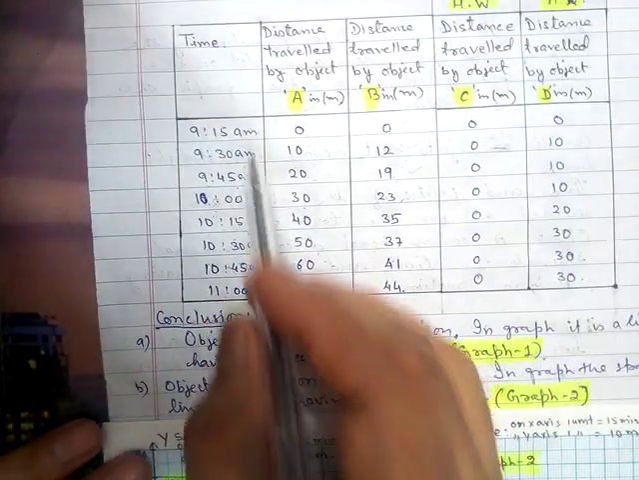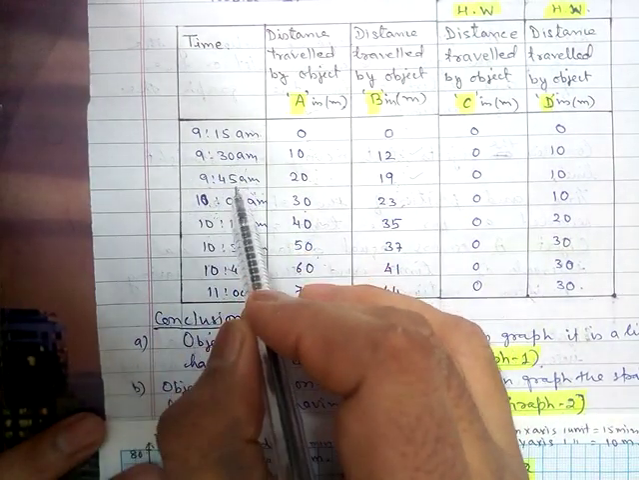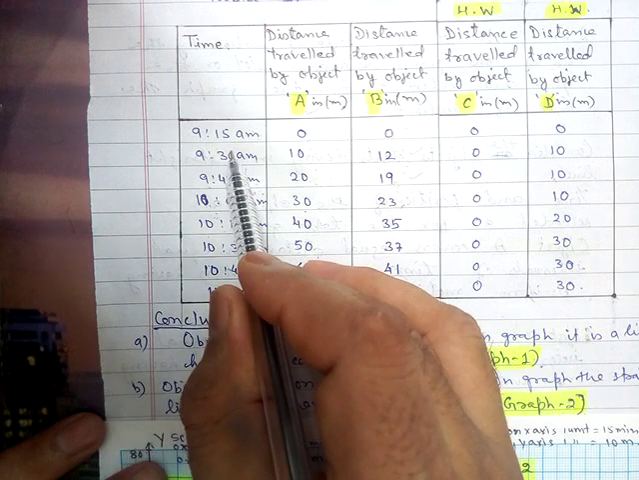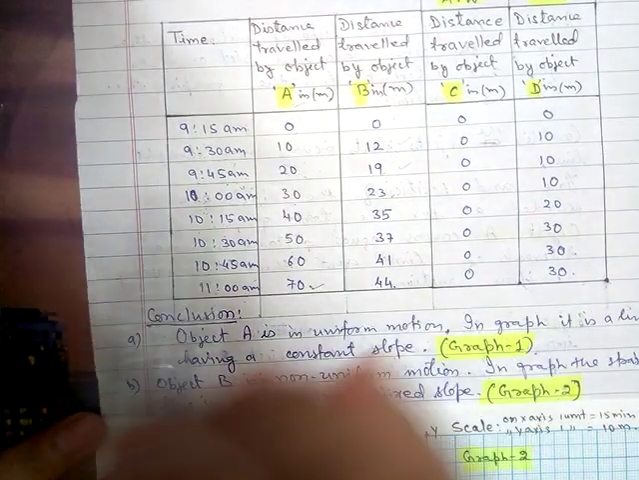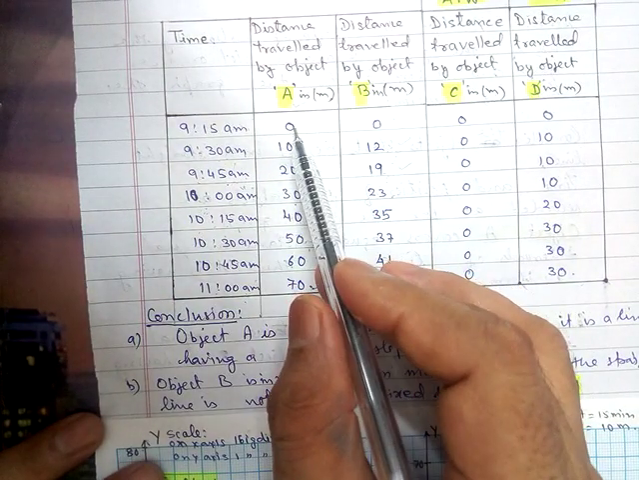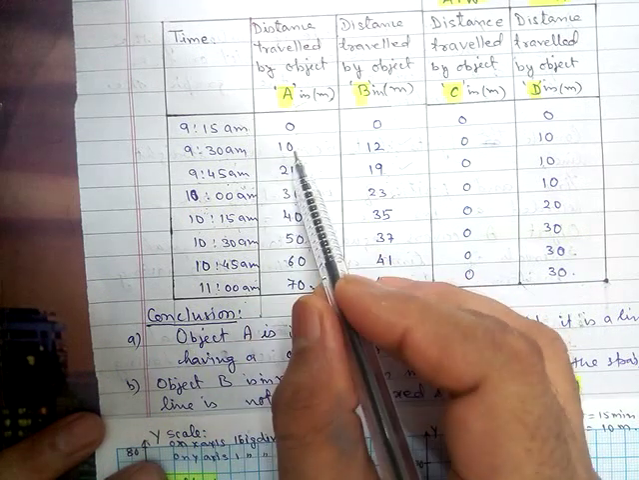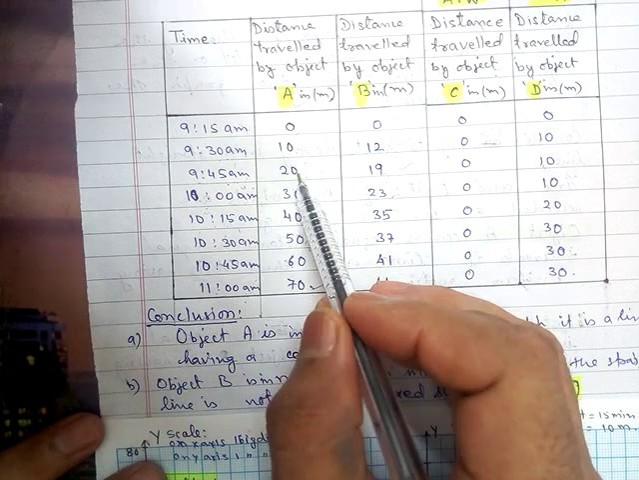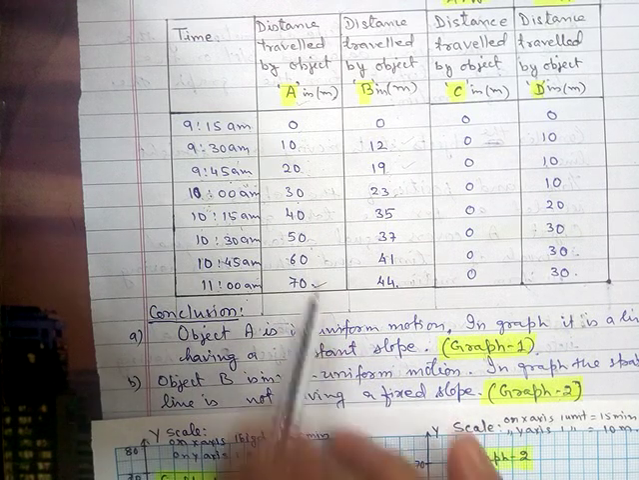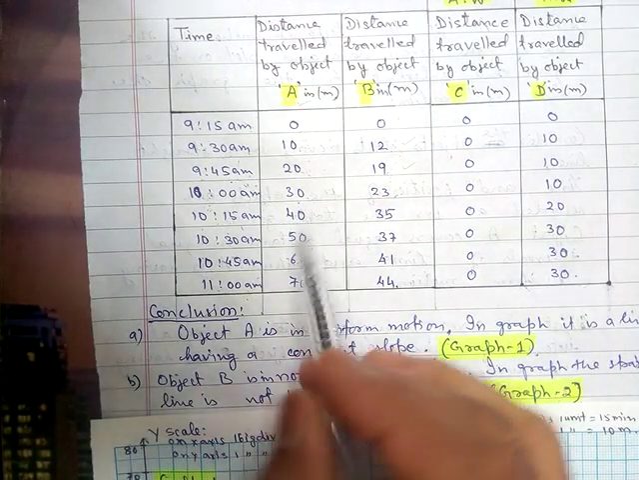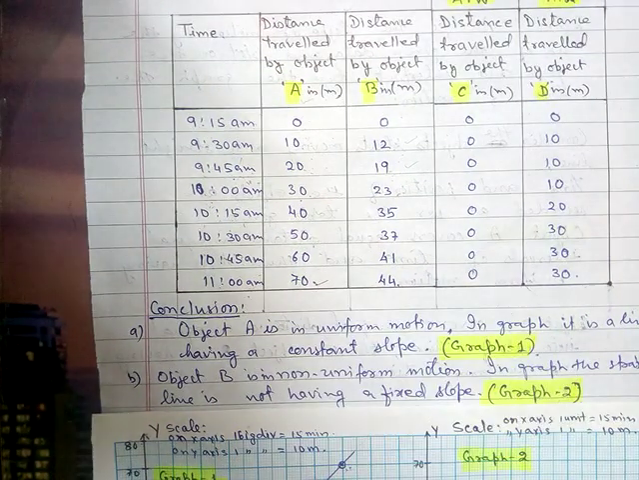And now we see the distance and the time intervals. We are noting down the time after every 15 minutes. If we see the distance from the first position to the second position, it has covered 10 meters, and from the second to the third it has covered 10 meters. In this way, in every 15 minutes it's covering only 10 meters of distance.